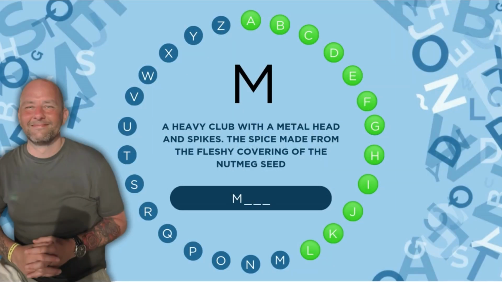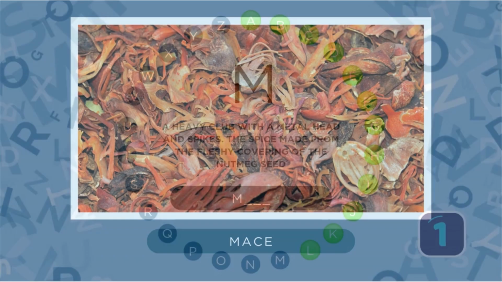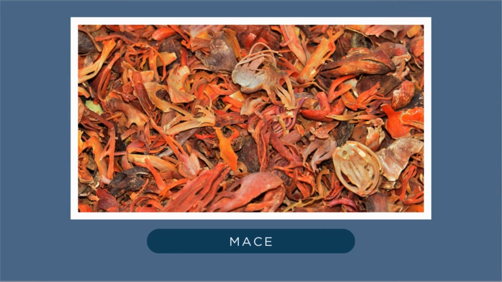Letter M, a heavy club with a metal head and spikes, or the spice made from the fleshy covering of the nutmeg seed. 4 seconds left on the clock for this one. And the answer to letter M is mace.